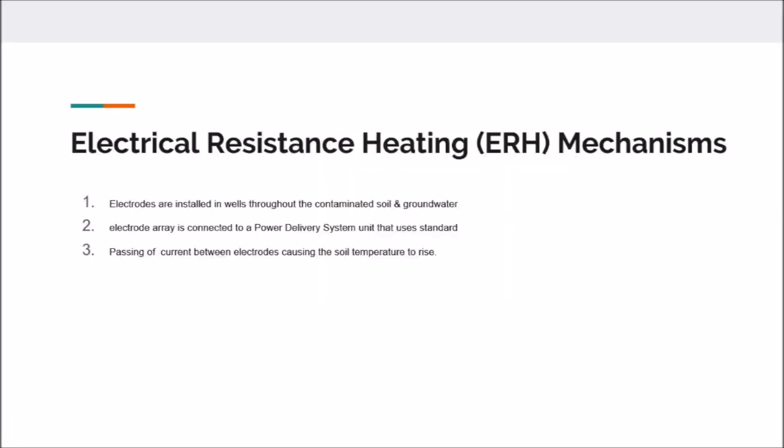The next method is electrical resistance heating. Electrical resistance heating is a method that uses the flow of alternating currents of electricity to heat the soil and groundwater for the evaporation of contaminants. This process basically consists of electrodes that are installed in wells throughout the contaminated soil and groundwater. The electrode array is connected to a delivery power system that uses a standard, readily available three-phase power. This process begins by passing current between electrodes, causing the soil temperature to rise.